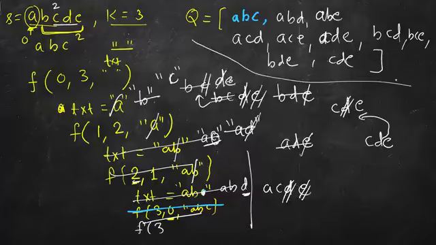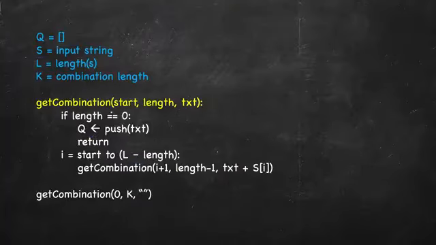So how should we implement it? Here is the pseudocode of this. Let's say this is the queue which is empty initially, this is the input string, this is the length of this string, and K is the length of the combination. So this is the case where we are inserting, so the required length is 0, so this text already holds a string of length K, that's why this length is 0, so we insert it into the queue.